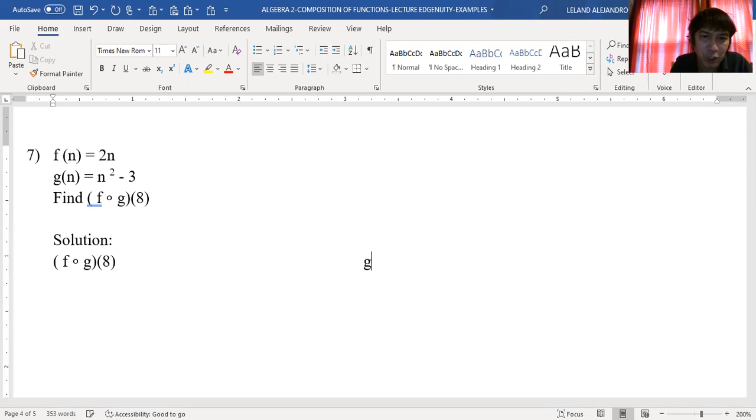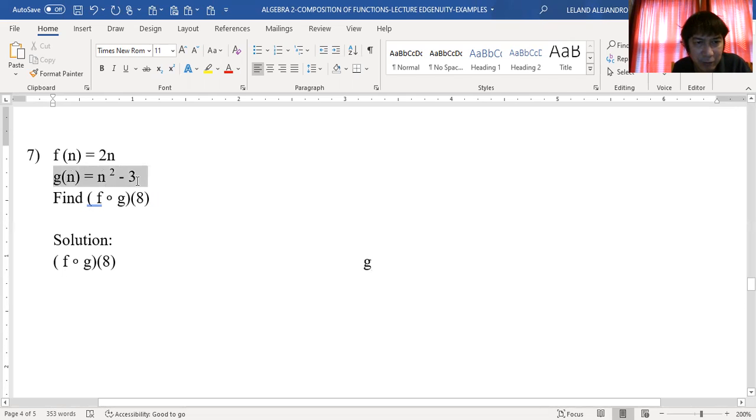So we have here g of n. Let's start with g of n so that we will have it clearer. Now imagine you're going to have the input 8 replacing the n here.